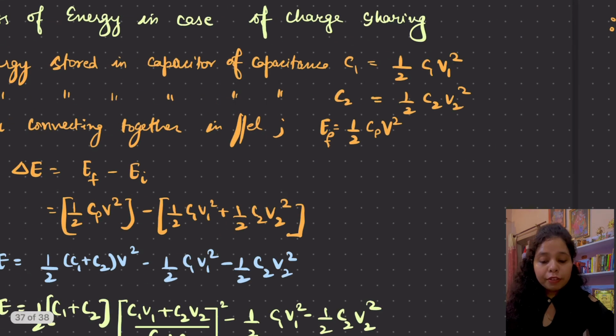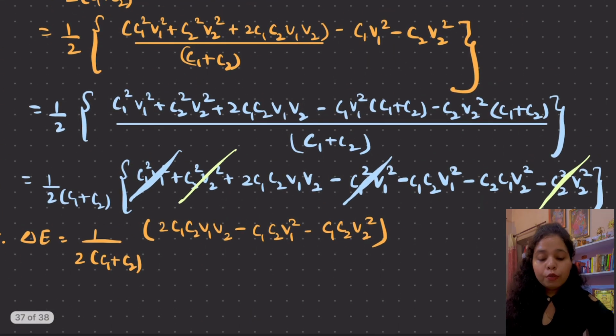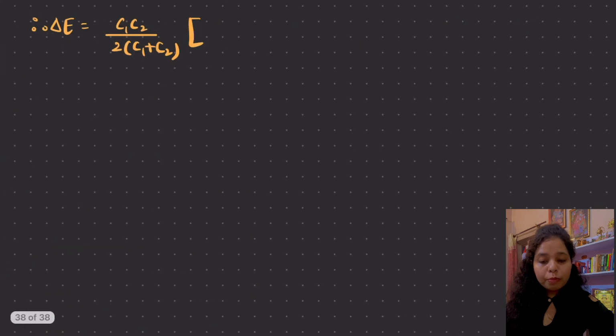Now in this equation we already have C1 C2 common in every term, so therefore change in energy delta E is equal to C1 C2 taking common upon 2 (C1 plus C2). So let's check the equation. We have taken C1 C2 common out of this, so we are left with 2 V1 V2 minus V1 square minus V2 square. So we will write inside the bracket 2 V1 V2 minus V1 square minus V2 square.